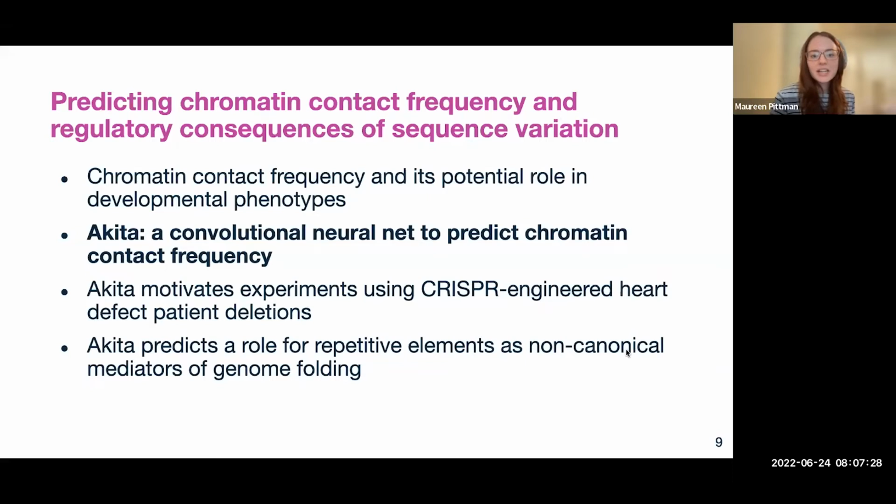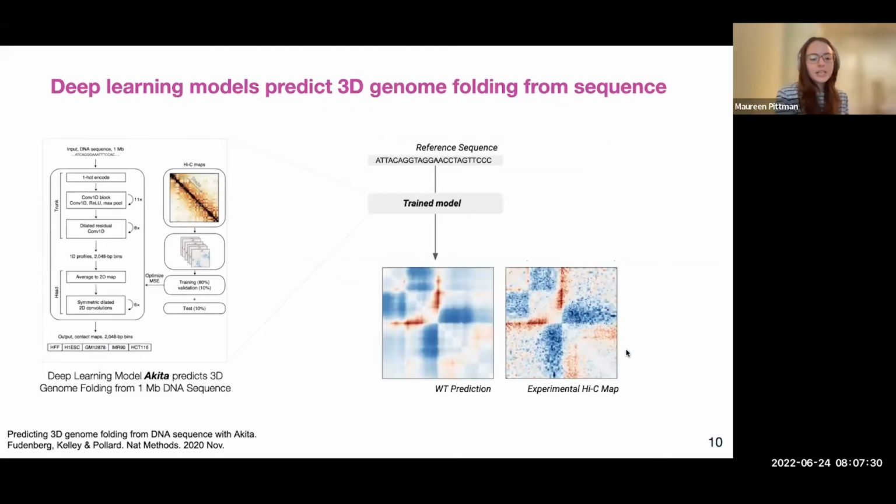So in response to that problem, Jeff Budenberg from the Pollard Lab, who is now at USC, and David Kelly from Calico Labs, created the Akita model, which is a convolutional neural net, which predicts Hi-C maps purely from sequence. So given some reference sequence and this Akita model, we're able to predict about a megabase of DNA, how it folds in 3D space.